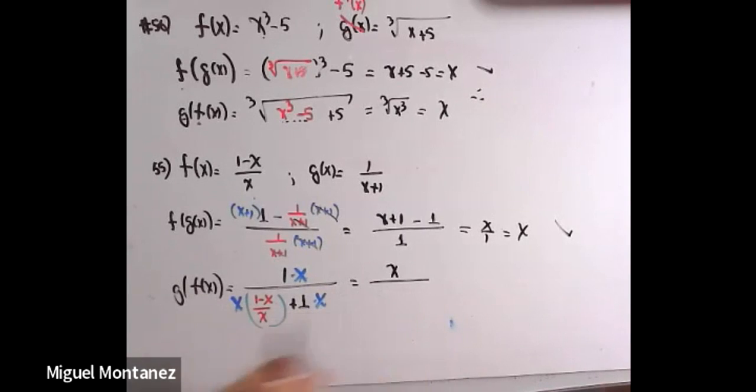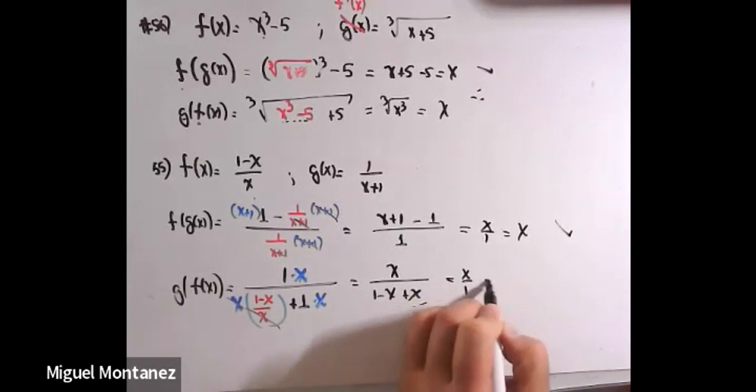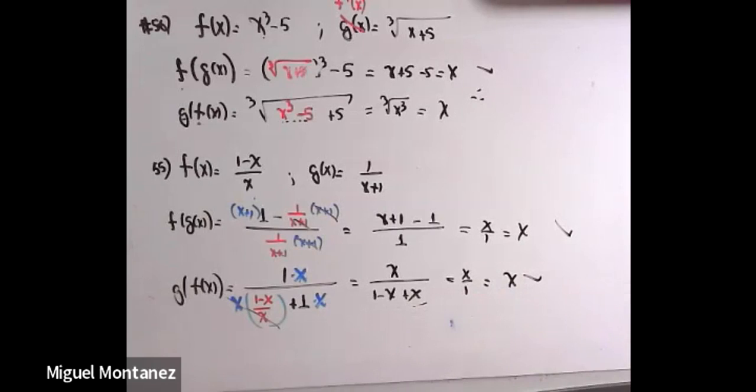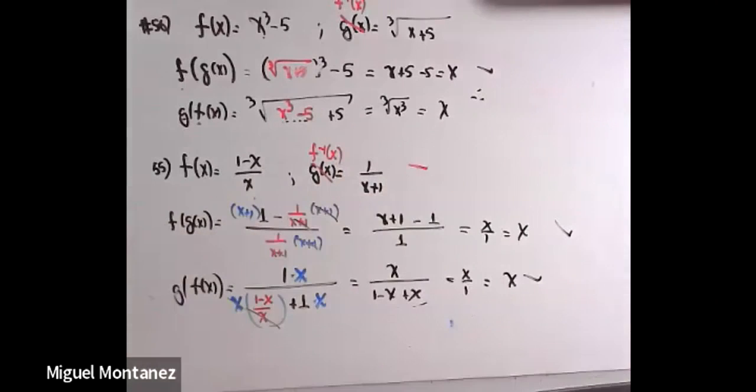So let's see what type of damage we made. 1 times x is just simply x. In the denominator, what do we have? x over x is 1, minus x, plus x. But x minus x is 0, so this will be x over 1, which is just simply x. So once again, we got two functions. When we did the composition, the answer was equal to x. And this one can be called f inverse of x, and we are done. Okay, not bad.